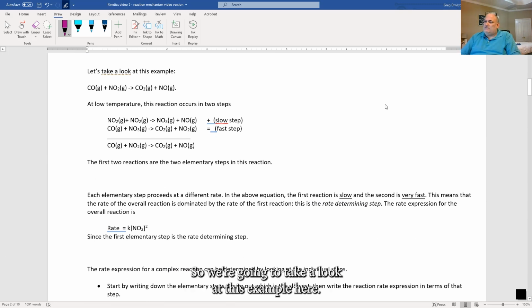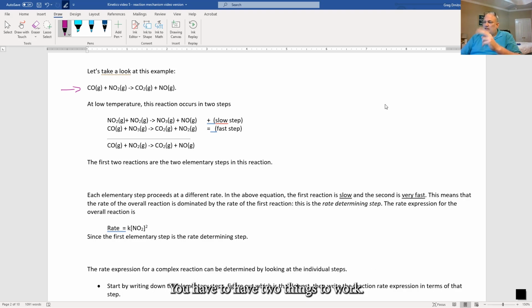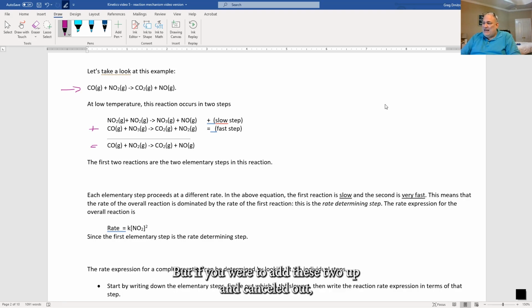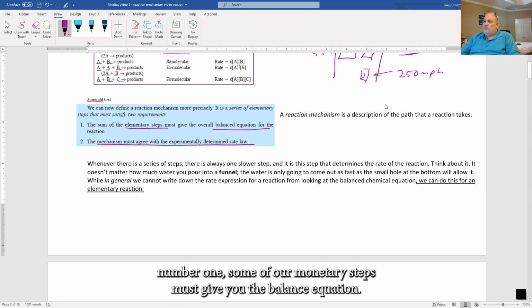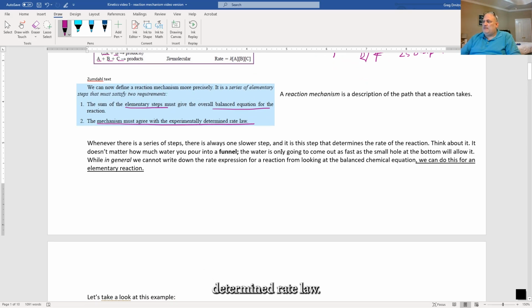So we're going to take a look at this example here, and this is our overall net reaction. Now remember, in order to have a reaction mechanism, you have to have two things to work. One is when you add up your individual reactions, they have to equal your overall reaction. Now I don't want to do any crossing out here because I want to show you how this works, but if you were to add these two up and cancel out things that are the same on opposite sides, you'd end up with this equation. So if we go back up here, number one, the sum of the elementary steps must give you the balanced equation. That's a check. The second is the mechanism must agree with the experimentally determined rate law.